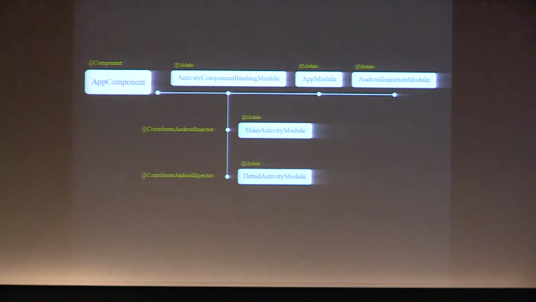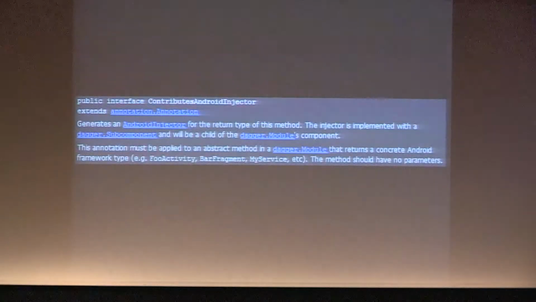So this doesn't change, basically the same thing. And the new point here is that we skip the declaration of the components. We will just have to declare our modules with our dependencies. And we can do this because we have the ContributesAndroidInjector annotation that will do some work for us. And if you check the Javadoc of this annotation, it generates an Android injector for the return type of this method. The injector is implemented with a Dagger subcomponent and will be a child of the module subcomponents.